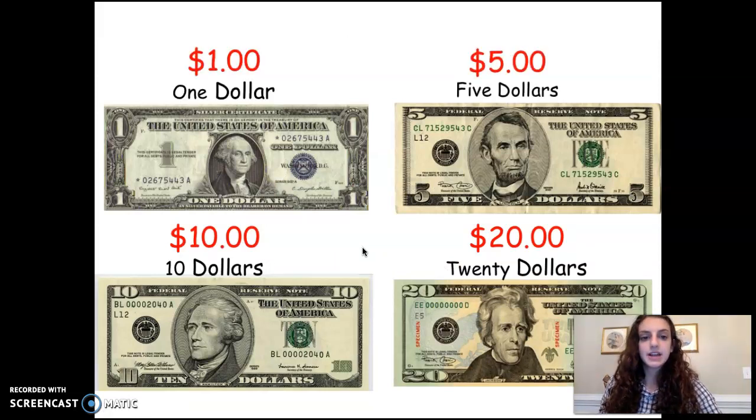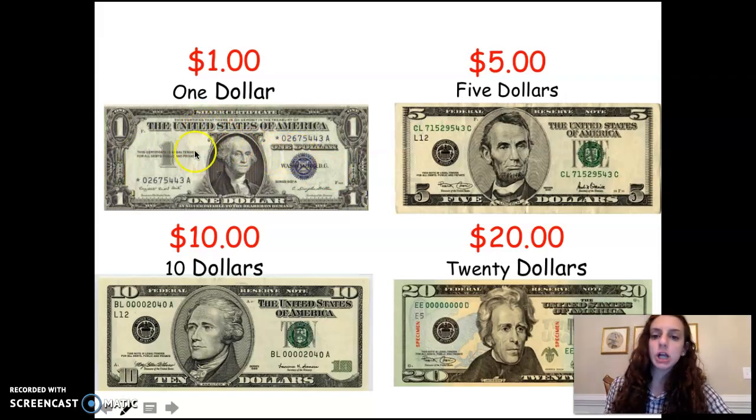Here we see different kinds of dollar bills. Each bill represents a different amount of money. Here we see the $1 bill. The $1 bill has a picture of George Washington on it, the first president of the United States. All dollar bills have pictures of important American presidents on them.